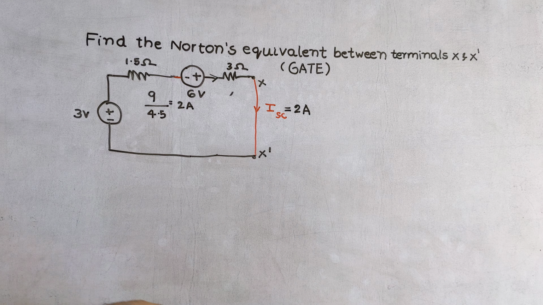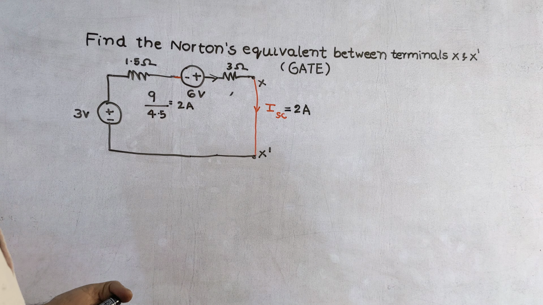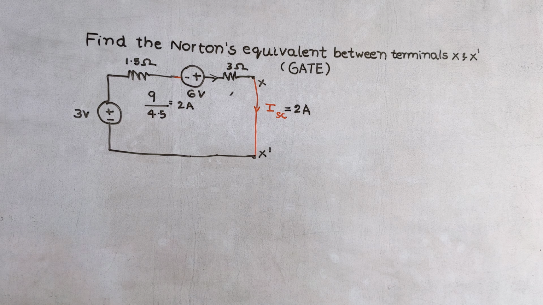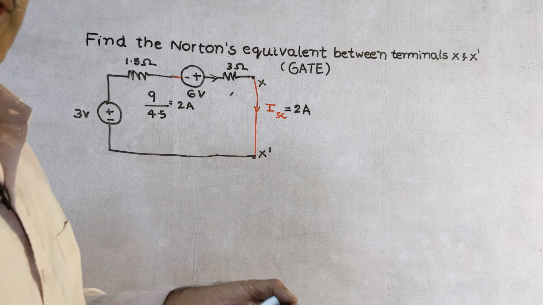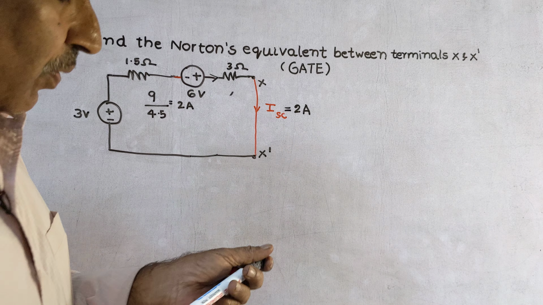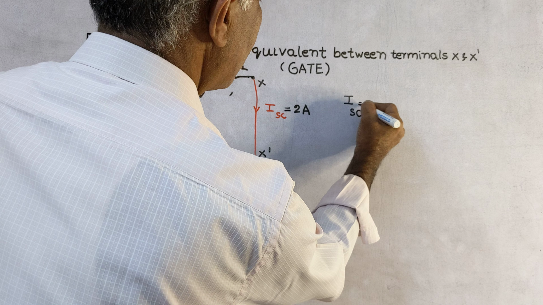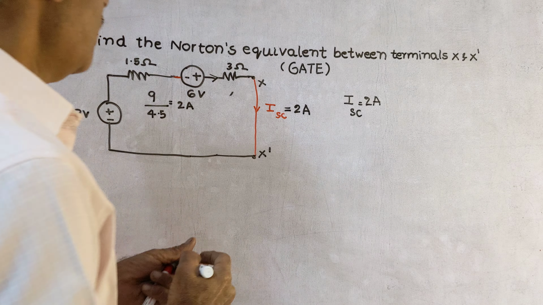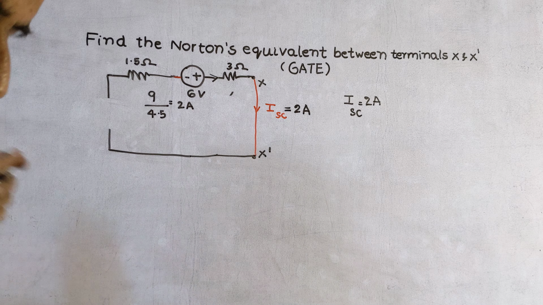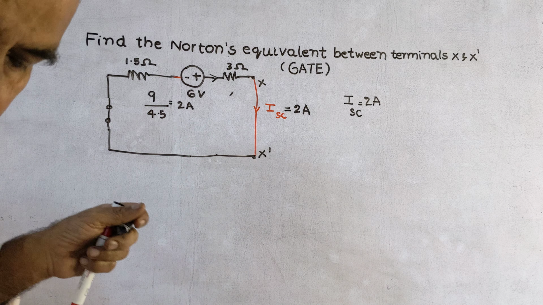Now this is a rather simplified network. In this simplified network, I will kill all the sources to make a dead, inactive circuit. The short circuit current is 2 amperes flowing from X to X dash. Now I will kill the sources. Short circuit here, and here also short circuit.